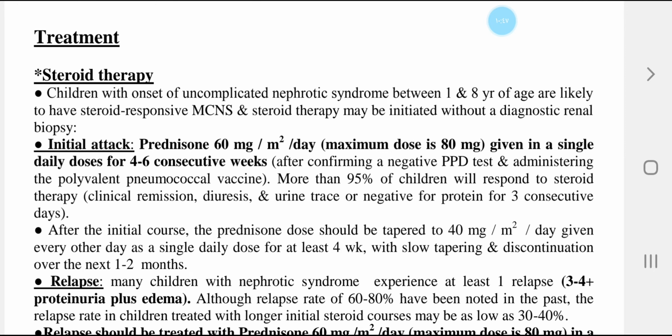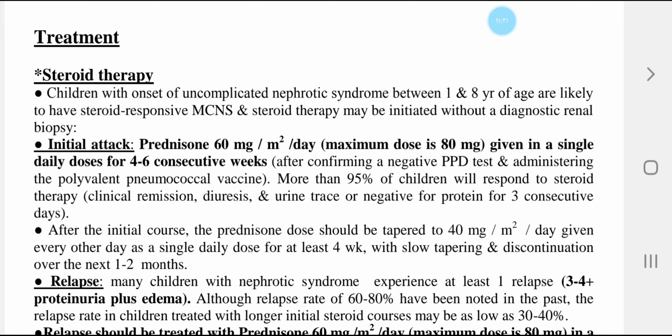Treatment of nephrotic syndrome. Steroid therapy. Children with onset of uncomplicated nephrotic syndrome between 1 and 8 years of age are likely to have steroid responsive minimal change nephrotic syndrome, and steroid therapy may be initiated without a diagnostic renal biopsy. For the initial attack, we give prednisolone 60 mg per meter square per day. The maximum dose is 80 mg given in a single daily dose for 4 to 6 consecutive weeks after confirming a negative PPD test and administering the polyvalent pneumococcal vaccine.